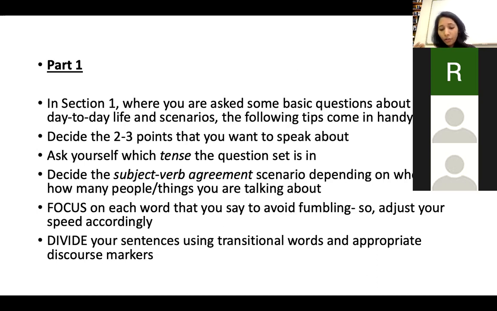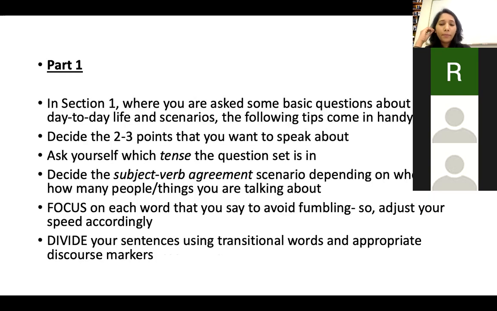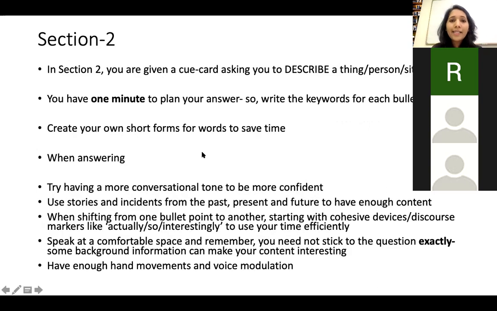Then after that, you'll be transitioning into section 2. Section 1 is your warm-up round. Here is where he starts off with your band. He'll mark your band here and then mark you up from here. In section 2, you're given a cue card with a question there, and you're supposed to describe whatever is there. Usually there are going to be 3 bullet points.